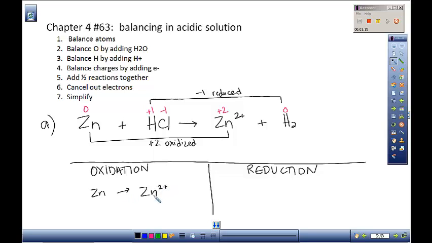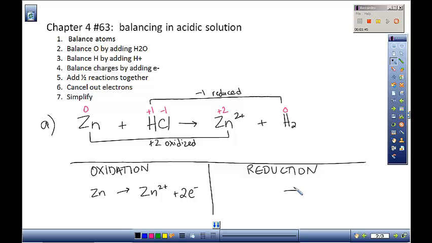Alright, it's already balanced for atoms. We now need to balance for charges. We can skip all of the steps up to step 4. So oxidation means the loss of electrons, and here we actually need to show the loss of electrons. It's a +2. We need to have 2 electrons to make this neutral on this side to balance with a neutral zinc atom on this side. Alright, so we're done with that side.